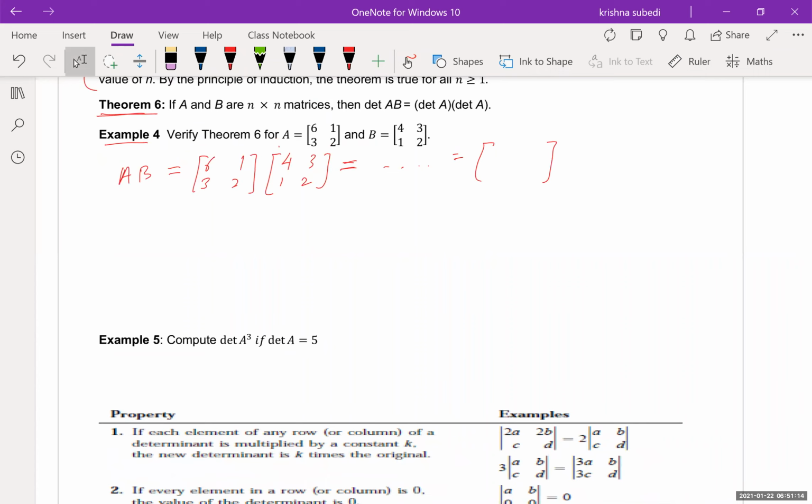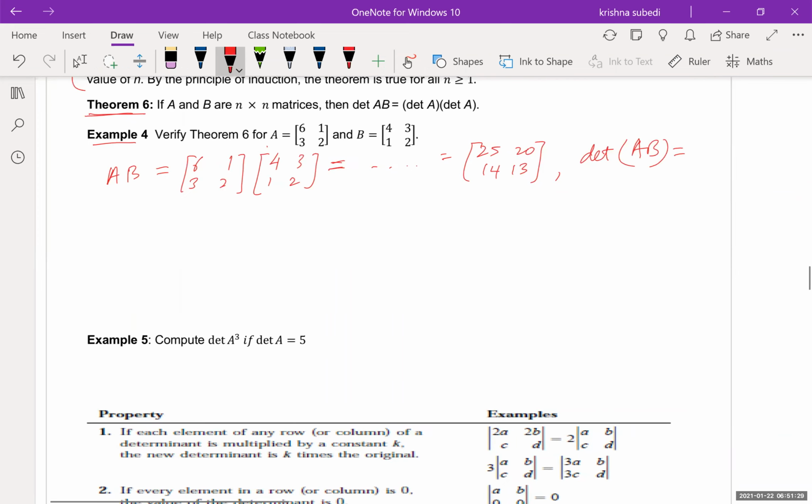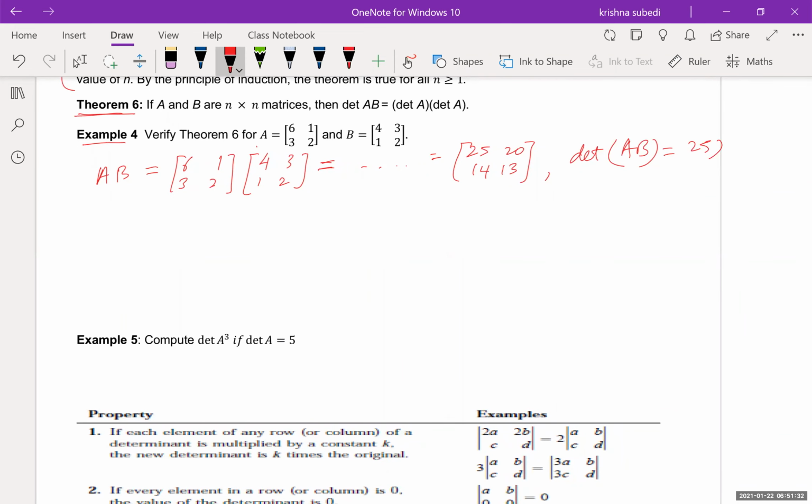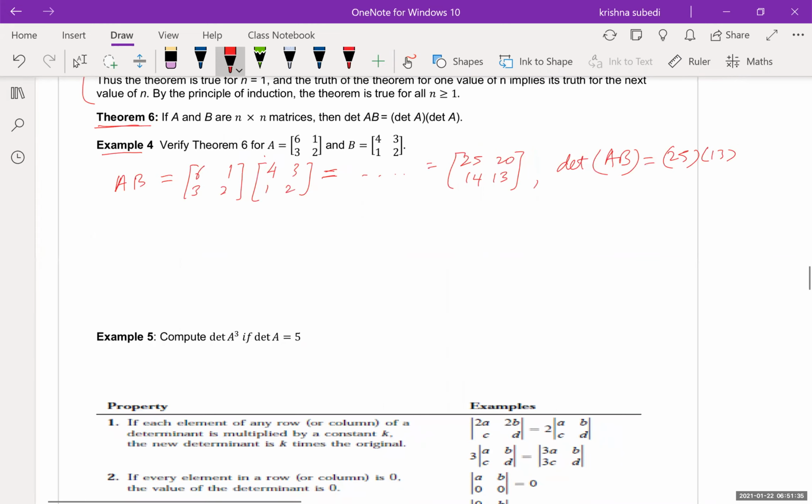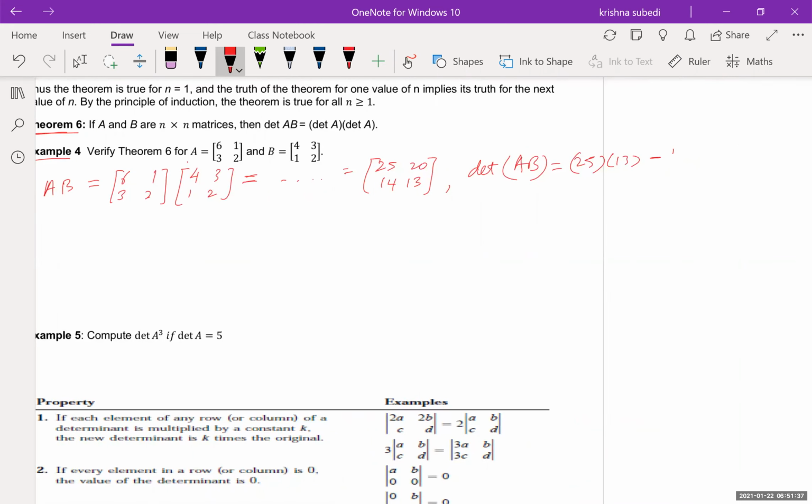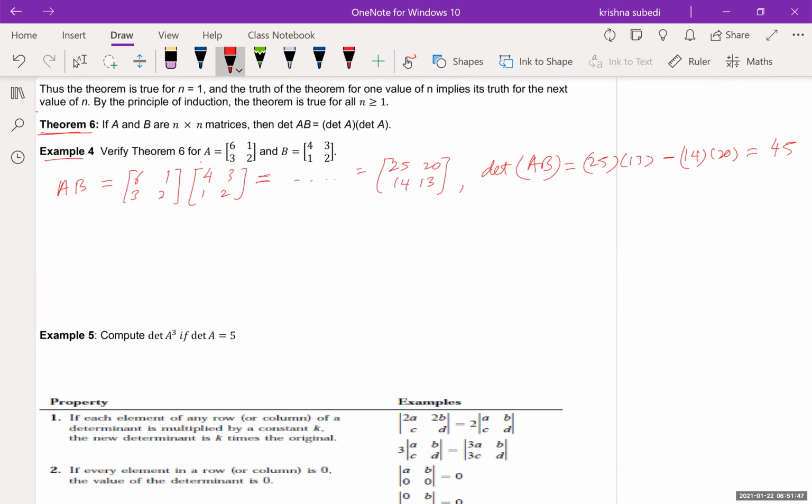so the product will be, I believe this is 25, okay, this is what I got. And so the determinant of AB will be 25 times 13 minus 14 times 20, and that's going to give me, I believe, 45. Okay, so we got the determinant of the product AB.